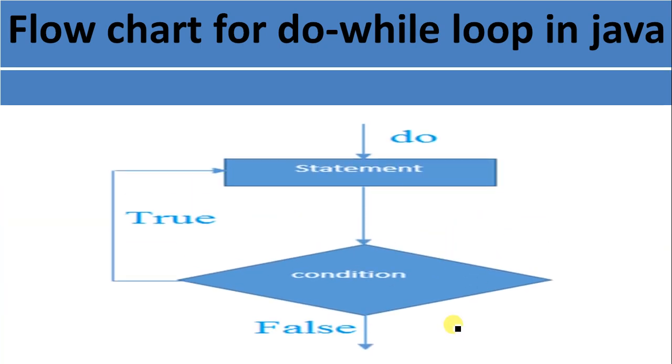The flow chart of the do while loop. First, in the do block, the statement is executed. Then check the condition. If the condition is false, it comes out from the do while loop. If the condition is true, again execute the statement. Again, it checks the condition. If true, the statement executes again. If false, come out from the do while loop.